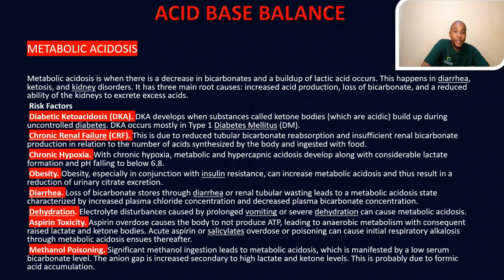Another very common risk factor is chronic hypoxia, and with chronic hypoxia, metabolic and hypercapnic acidosis develop along with considerable lactic formation and pH falling to below 6.8. Another risk factor for metabolic acidosis is obesity. Obesity, especially with insulin resistance, can increase metabolic acidosis and thus result in reduction of urinary citrate excretion.